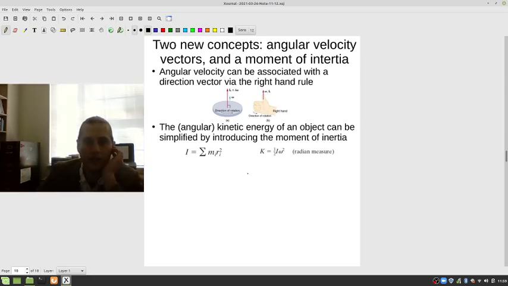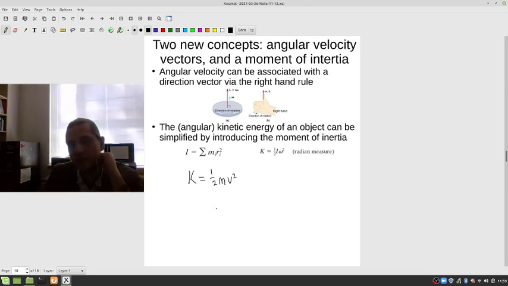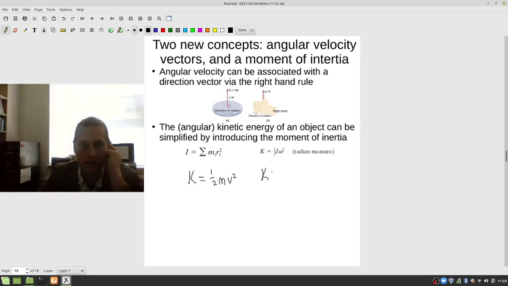So that's one idea. The other idea is that of a moment of inertia. The way you get your moment of inertia is by adding up the mass times the distance squared from the axis of rotation. So this r is how far your object is from the axis of rotation. And you'll remember before we had our kinetic energy is 1/2 mv squared. That is still true, but it's not so useful. A more useful way to write this is K is 1/2 I omega squared.